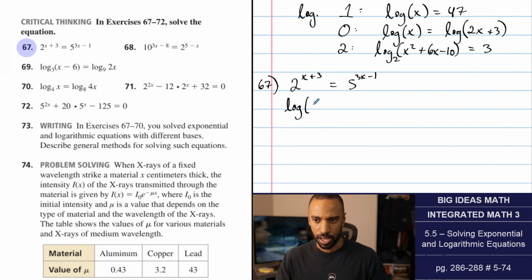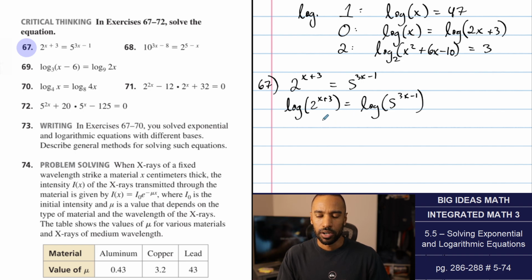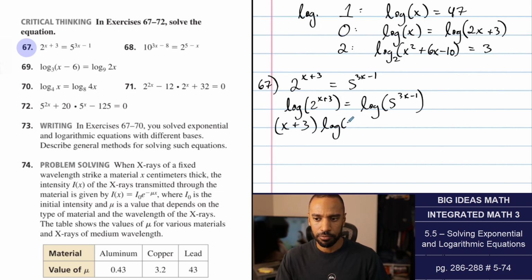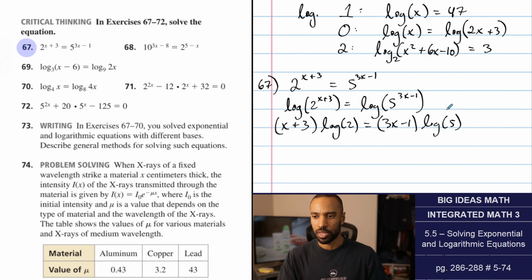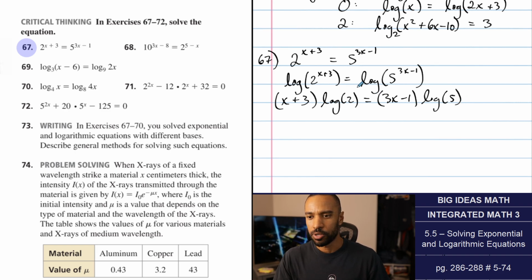Let's do a common log first, and if this works out just fine, I'll stick with that. So I'm going to log both sides like that. What it allows me to do is bring the x's out in front. X plus 3 times this log of 2 equals 3x minus 1 times this log of 5. I guess it's the same thing whether I did that or not. Now I distribute. This next time I'll probably do with a specific base like base 2 or base 5, but this first time we'll do it like this.